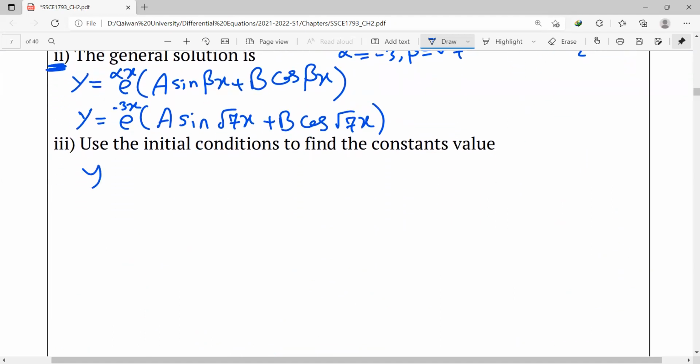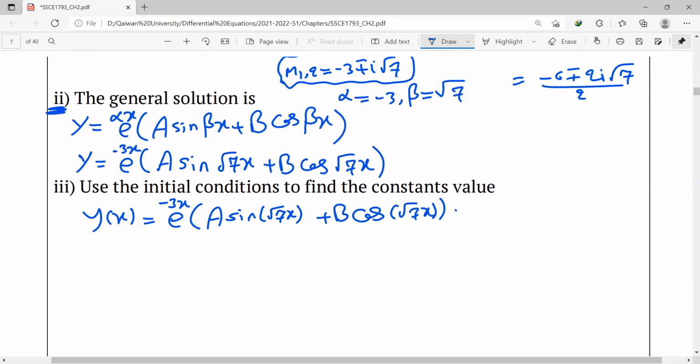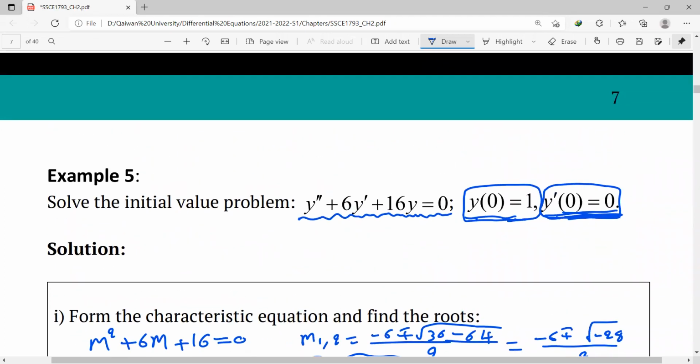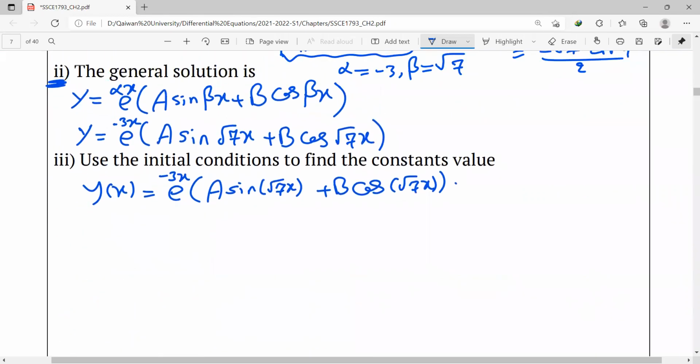Here we have only y. You see y of x equals e to the power minus 3x times a sine square root of 7x plus b cosine square root of 7x. That's here. This is y. But in the conditions, we have y prime of 0. That means we must have y prime also. We are going to take the derivative of this function to get y prime.